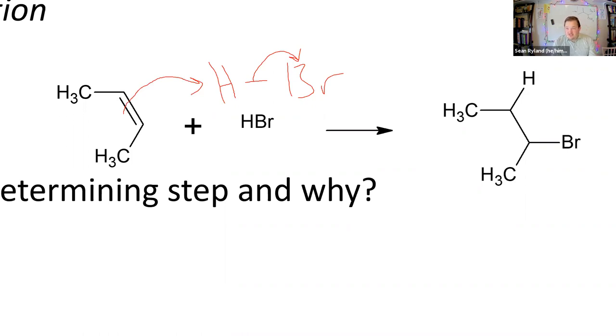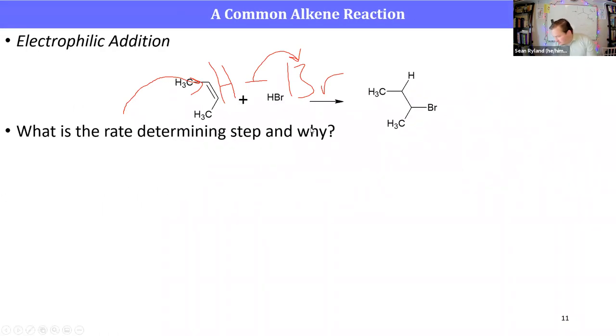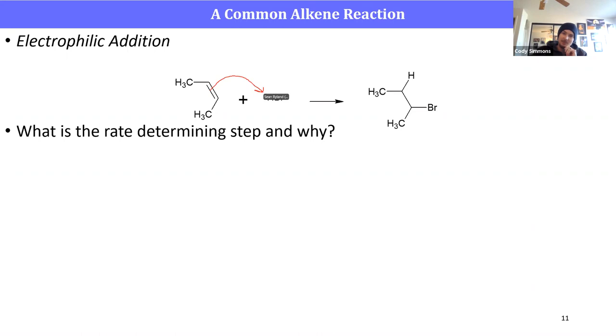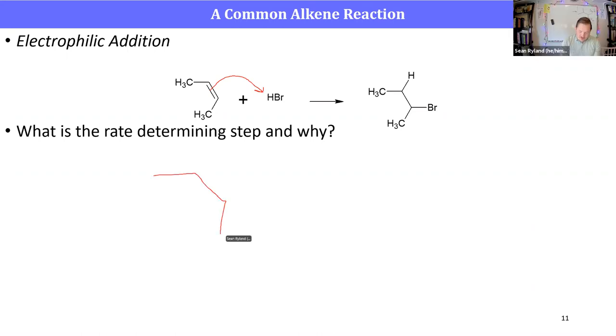So it really is like the exact opposite of an elimination, right? In eliminations, a base came by and grabbed the proton and the electrons stayed to make the pi bond. Here, the pi bond grabs the proton from the acid. So we wind up with an intermediate. What would our intermediate look like then? A secondary carbocation on one side. Exactly. The hydrogen attaches to one side, but we broke the pi bond, which means we have an incomplete octet around the other carbon. And these two carbons are identical in this case, right? Symmetrical.